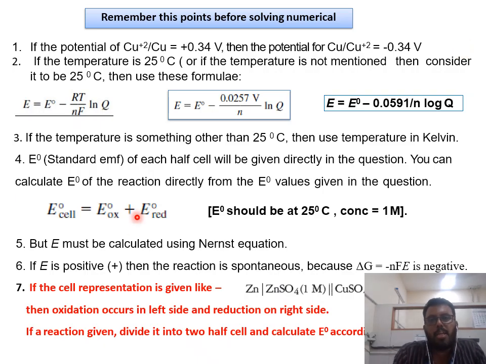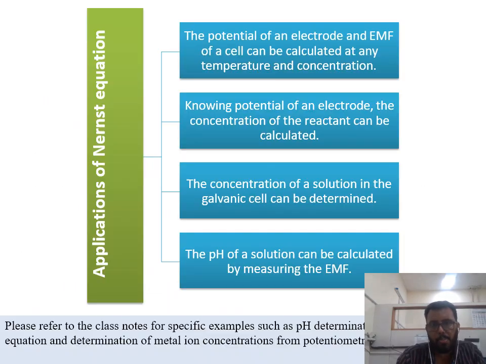Then the standard temperature is 25 degrees; when you convert to Kelvin, you have to remember the conversion. These three conversion expressions you have to remember. In the Nernst equation, if the temperature is something other than 25, then use temperature in Kelvin. The standard unit of each half cell will be given directly in the equation. So all these key points you have to follow, then you can work out the numericals.